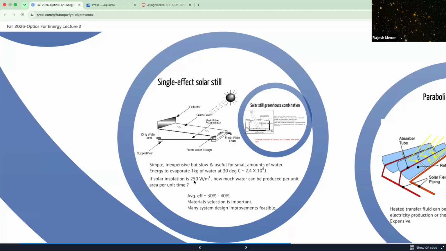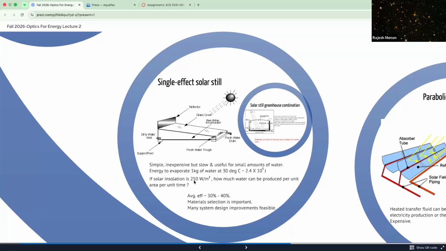And the question I'm asking is how many kilograms? My answer should be in kilograms. Like, can I produce for 1 meter squared per second, right? This is what I'm asking, correct? Everybody see that? How much water per unit area per unit time? So how do we get that?